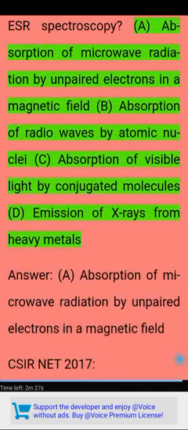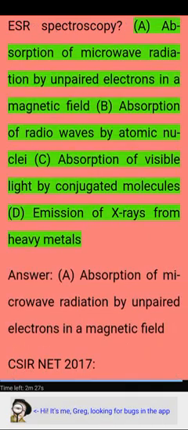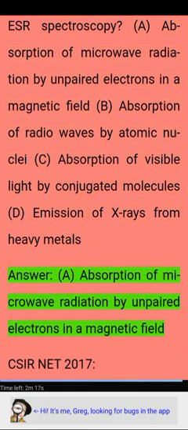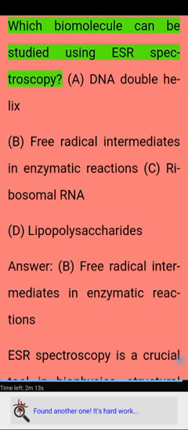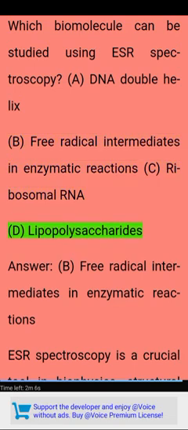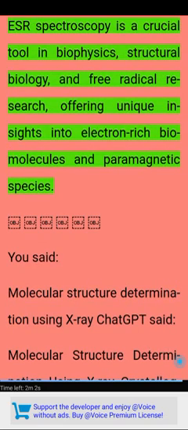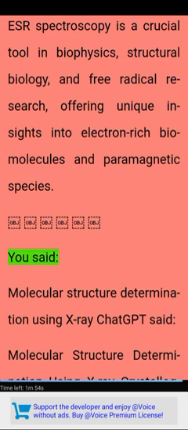A. Absorption of microwave radiation by unpaired electrons in a magnetic field. B. Absorption of radio waves by atomic nuclei. C. Absorption of visible light by conjugated molecules. D. Emission of X-rays from heavy metals. Answer: A. Absorption of microwave radiation by unpaired electrons in a magnetic field. CSIR-NET 2017. Which biomolecule can be studied using ESR spectroscopy? A. DNA double helix. B. Free radical intermediates in enzymatic reactions. C. Ribosomal RNA. D. Lipopolysaccharides. Answer: B. Free radical intermediates in enzymatic reactions. ESR spectroscopy is a crucial tool in biophysics, structural biology, and free radical research, offering unique insights into electron-rich biomolecules and paramagnetic species.